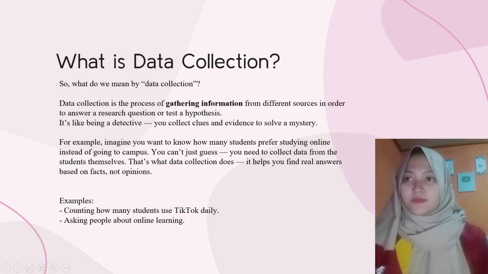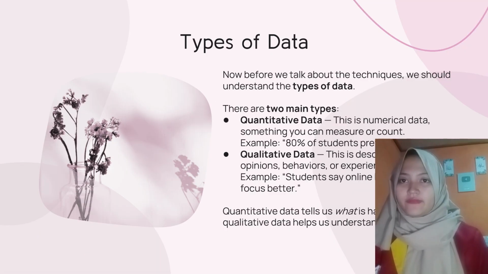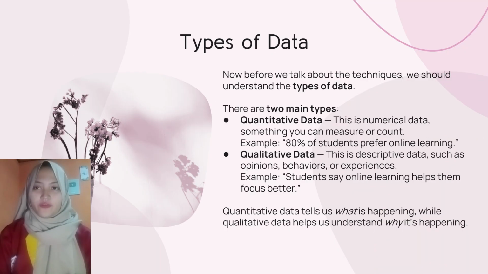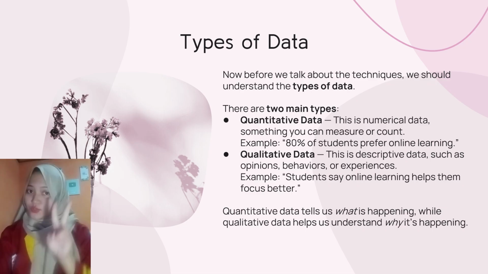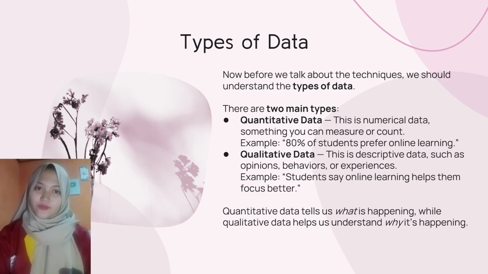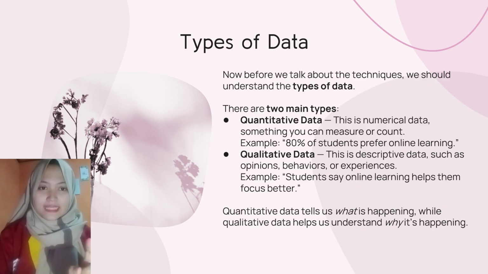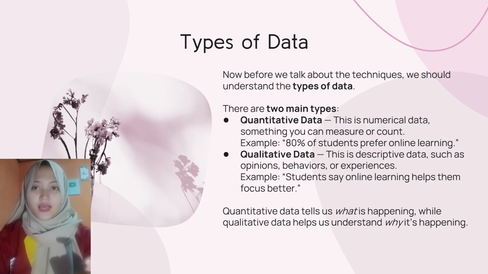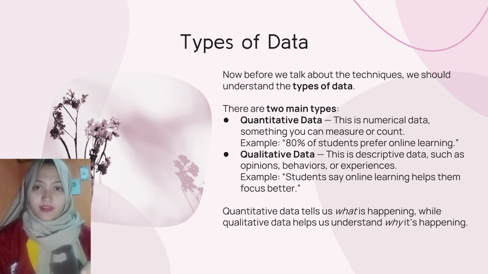So let's move to types of data. Now, before we talk about the techniques used, we should understand the types of data. There are two main types. Number one is quantitative data. This is numerical data that you can measure or count. Example, 18% of students prefer online learning.